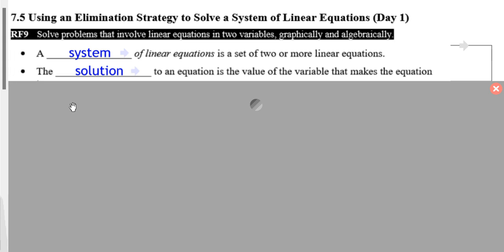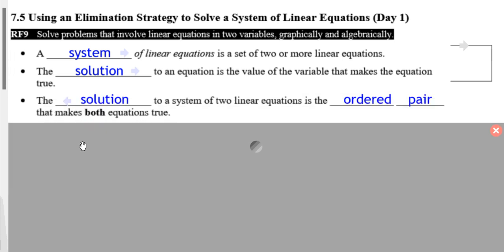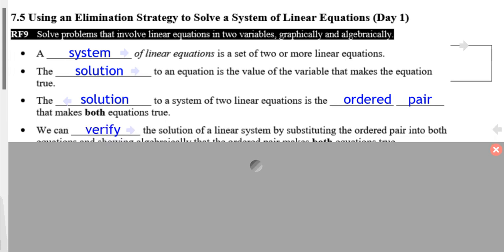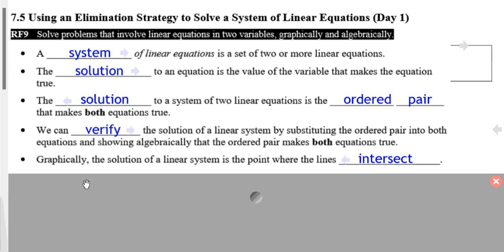The solution of any equation is the value of the variable that makes the equation true. And the solution for a system of linear equations is the ordered pair that makes both equations true. So each line has an infinite number of points on it. But if two lines intersect, there's one point that lies on both lines, and so that is the solution to the system of linear equations. And that's what this final point says. Graphically, the solution is the point where two lines intersect.